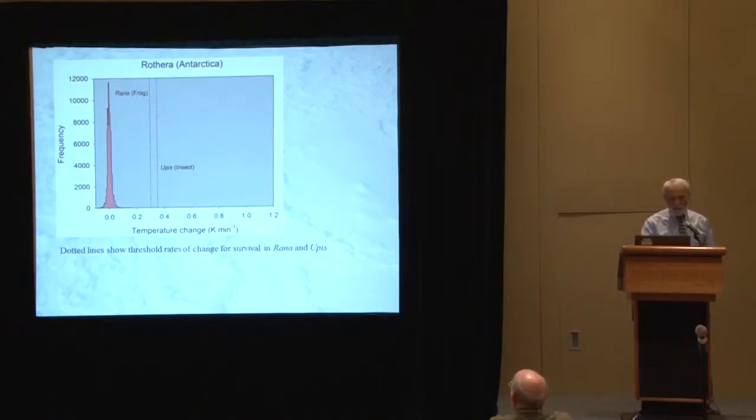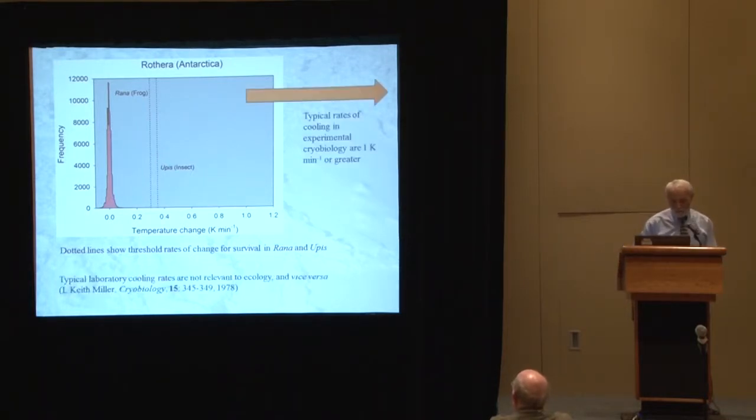I've plotted the same data here, but I've rescaled it. And what you see is the data scaled over on the left-hand side, and 2 dotted lines, which are the threshold rates for survival in 2 whole organism studies. Rana, a frog, and Upis, an insect. What you see there is that the threshold rates for survival, on the right-hand side of the graph, no frogs and no insects survived at those faster cooling rates. At the left-hand side, they survived 100%. So the threshold critical cooling rates are actually quite fast compared with those that you see naturally in the wild. And the arrow shows typical laboratory cooling rates.